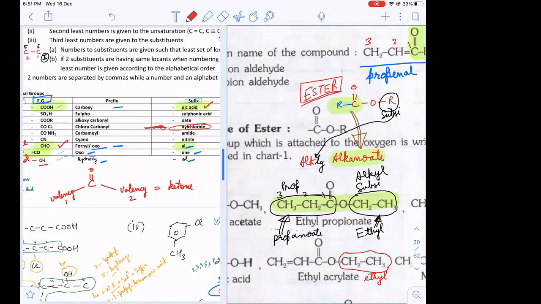Niranjan told us correctly that ethyl is here. Sir, my Wi-Fi came back, so I joined. Yes, Nikhil? Sir, my internet came back, so I was able to join.